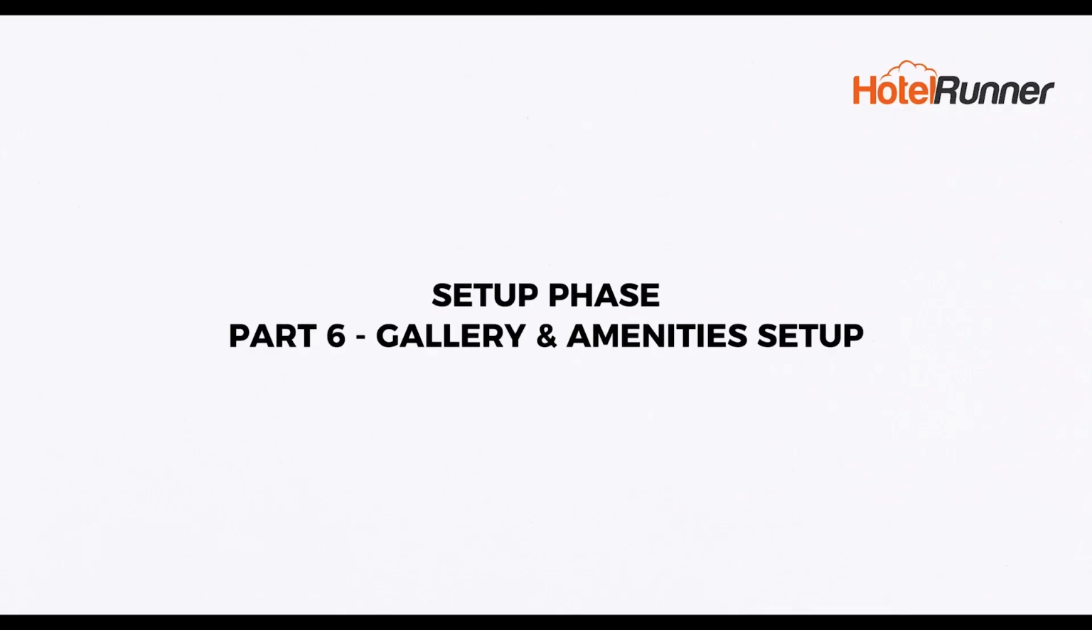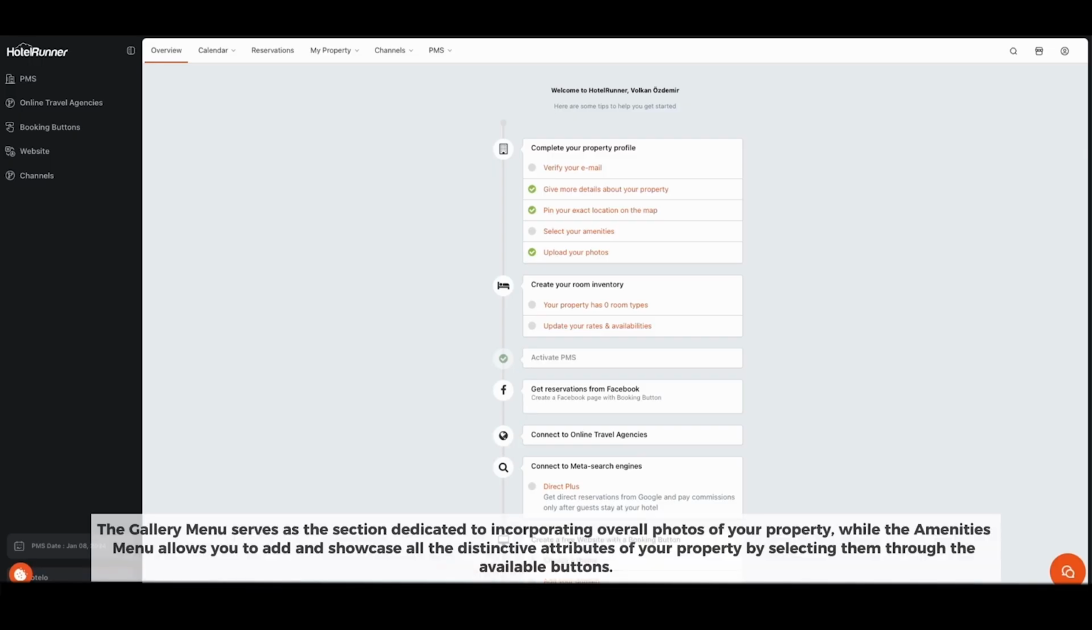Setup phase, Part 6, Gallery and Amenities Setup. The gallery menu serves as the section dedicated to incorporating overall photos of your property, while the amenities menu allows you to add and showcase all the distinctive attributes of your property by selecting them through the available buttons.